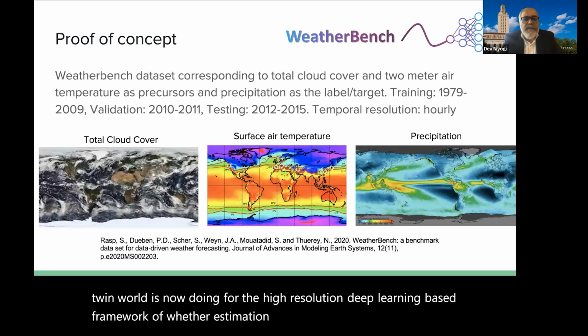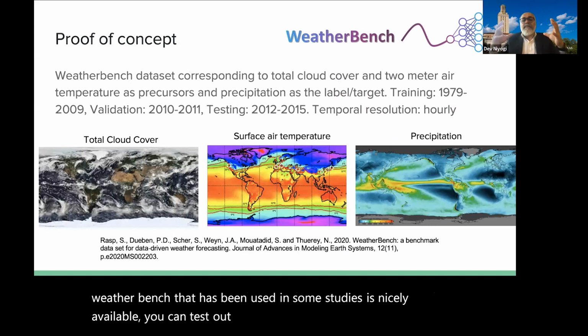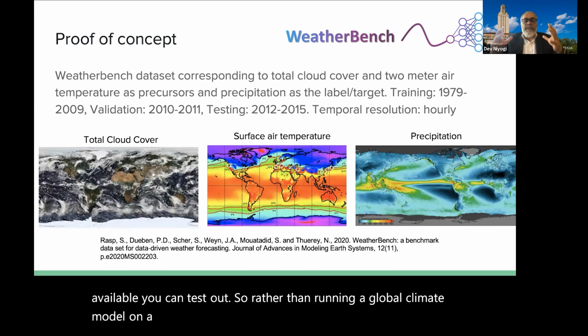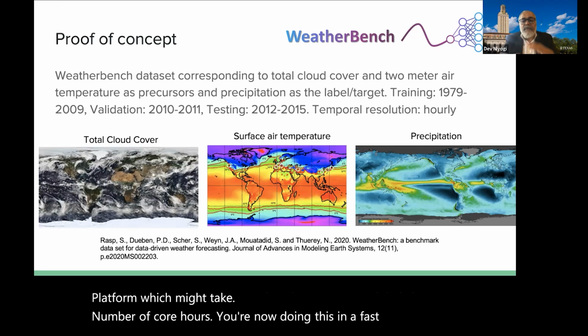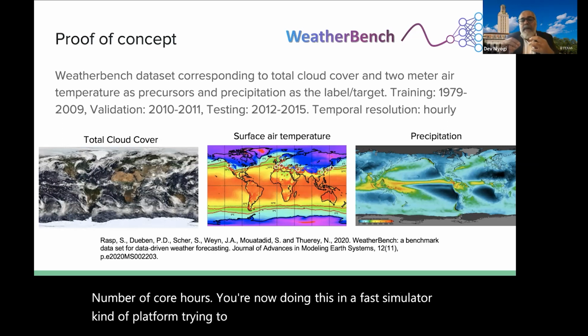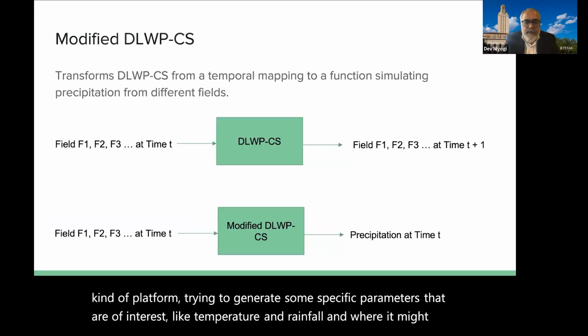So a proof of concept is this WeatherBench that has been used in some studies, and is nicely available. You can test it out. So rather than running a global climate model on an extremely complex platform, which might take a number of core hours, you're now doing this on a fast simulator kind of platform, trying to generate some specific parameters that are of interest, like temperature and rainfall and where it might be occurring and so forth.